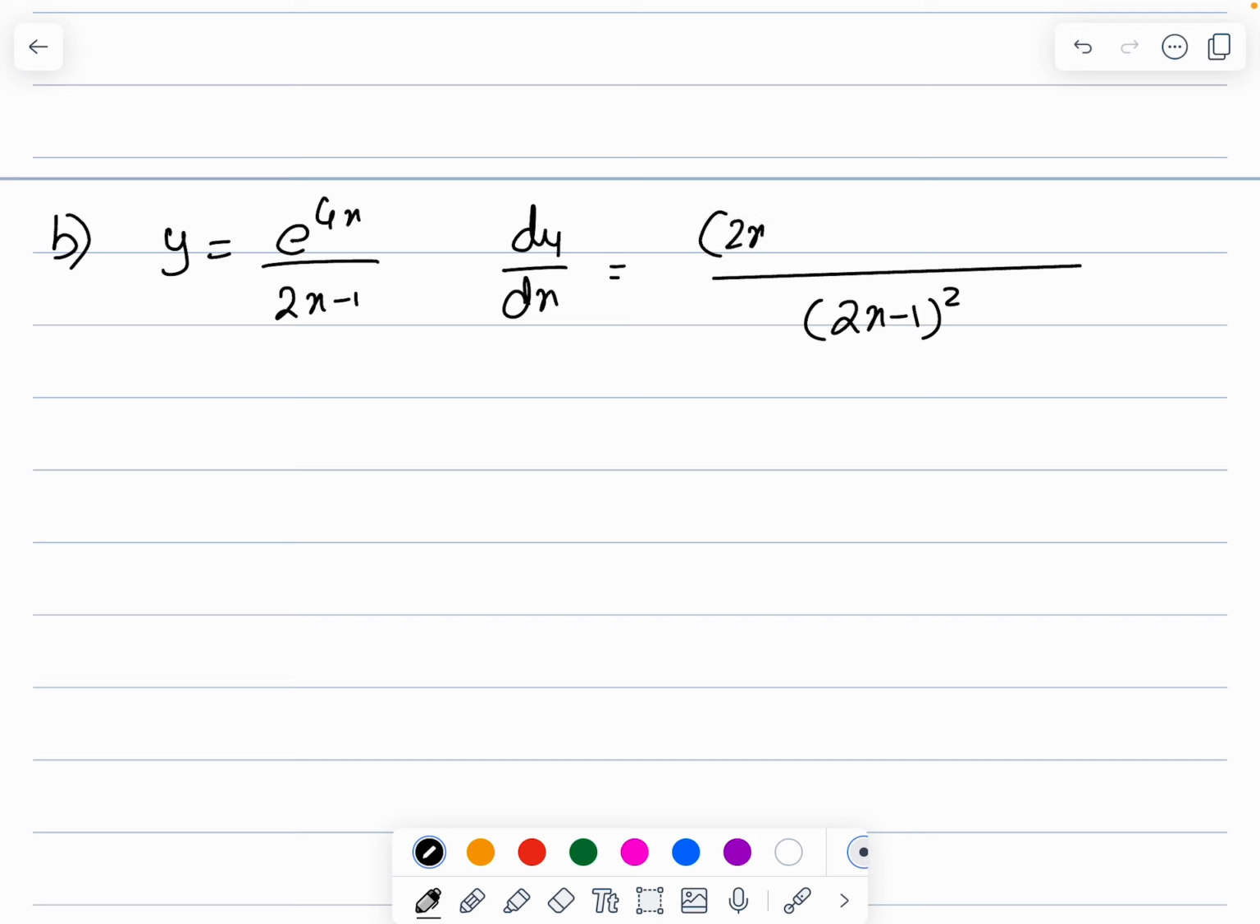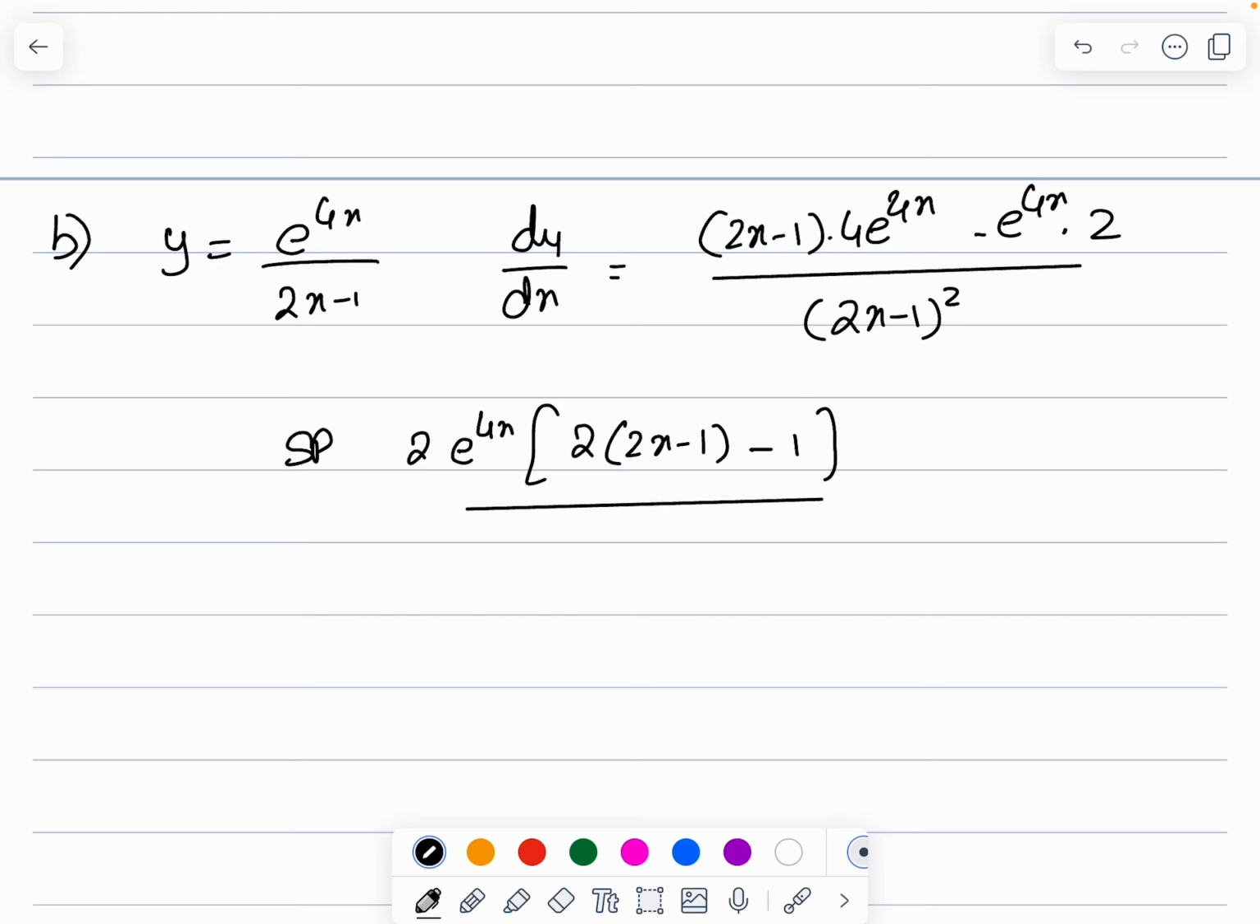Then 2x minus 1, e power 4x is 4 e power 4x minus e power 4x times 2. Then again at stationary point, it should be equal to 0. So e power 4x common, 2 e power 4x common. So it will become 1 more 2 and 2x minus 1 upon 2x minus 1 whole square equals to 0.